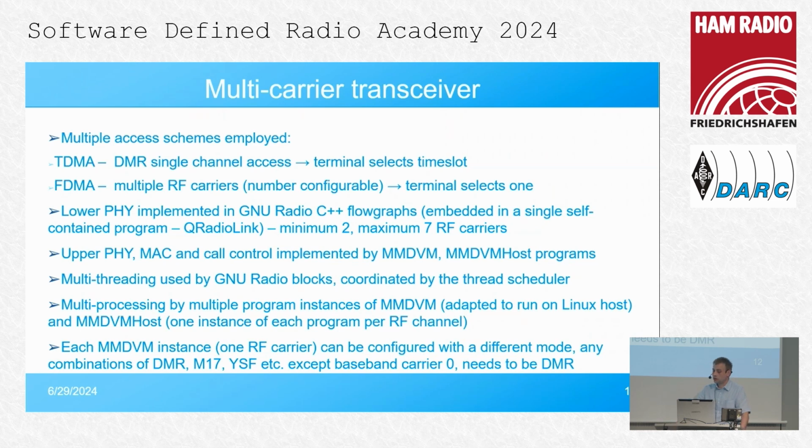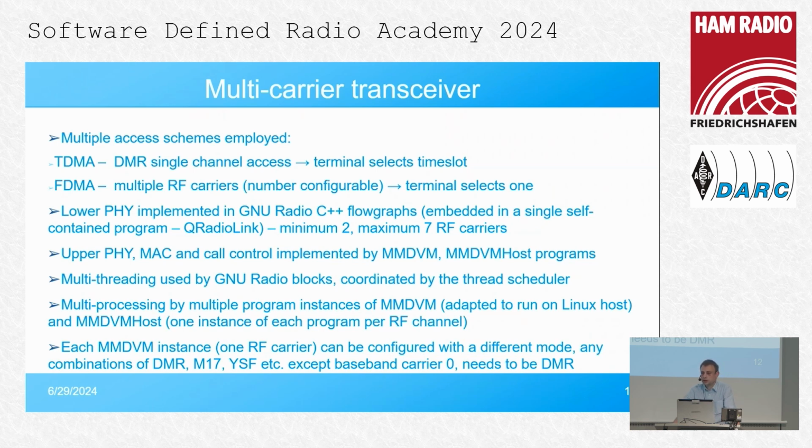Okay, so more details about the multi-carrier transceiver which enables this. It employs 2 different access schemes, so time division multiplex access for a DMR channel and frequency division multiplex access, which are a number of RF carriers which are transmitted and received at the same time. The lower physical level is implemented in GNU Radio C++ flow graphs. Like I said, it supports maximum 7 RF carriers and minimum of 2 carriers.